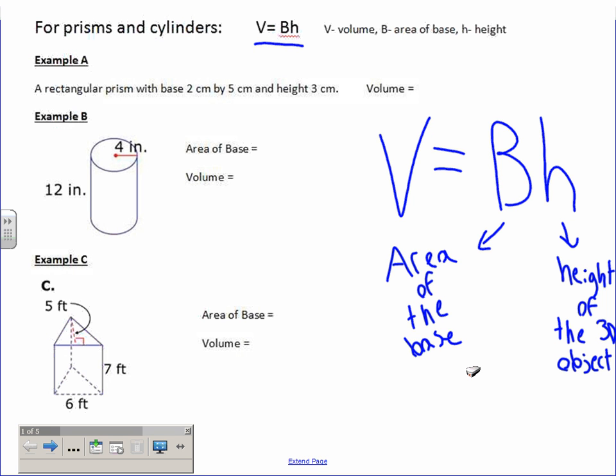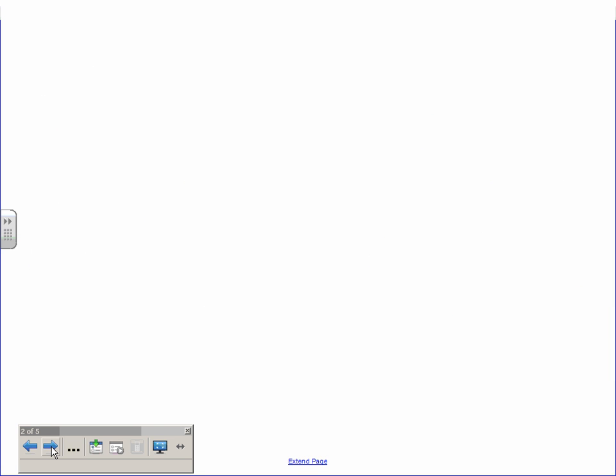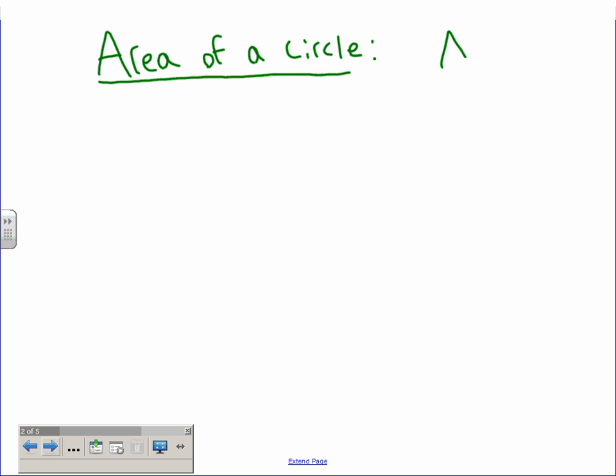So in order to be able to find volumes, we first need to know how to find areas. So let's take a second to discuss some basic area formulas you need to know. Area of a circle. Who can remind me what the formula is for the area of a circle? That's right, good job. Area of a circle is equal to pi r squared.